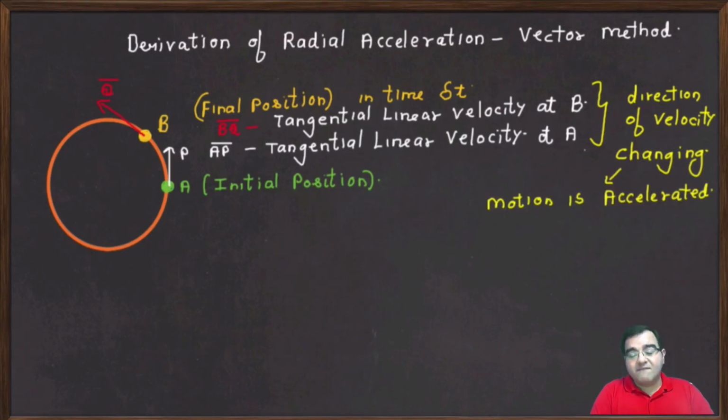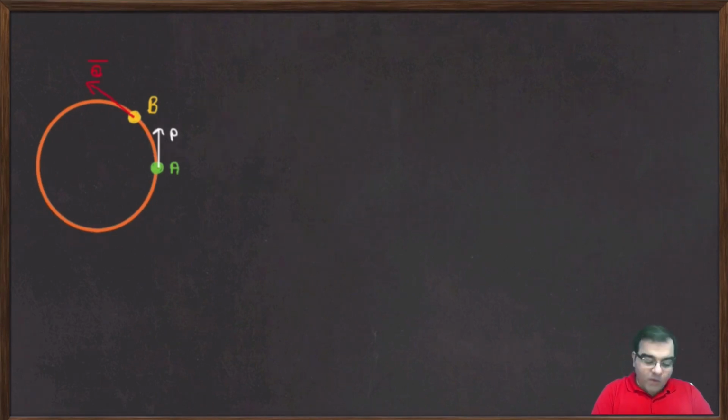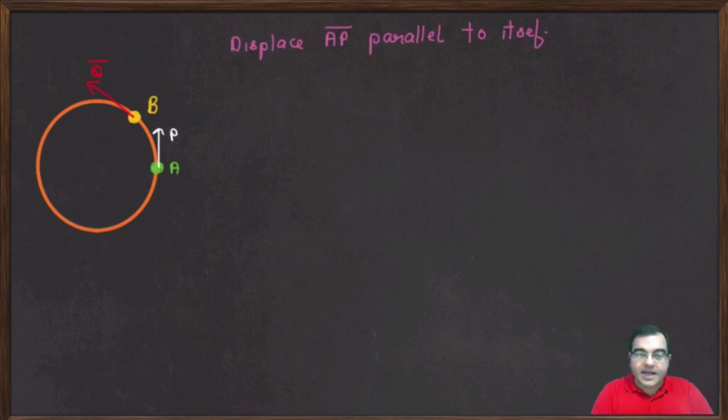And we know whenever the direction of velocity is changing, we say the motion is accelerated. And this acceleration is basically called centripetal acceleration or radial acceleration. Now understand the next derivation.